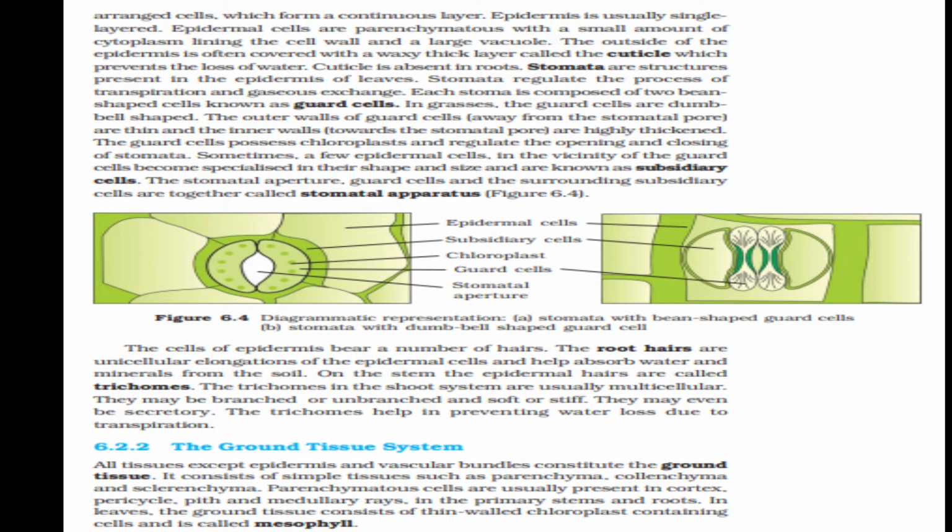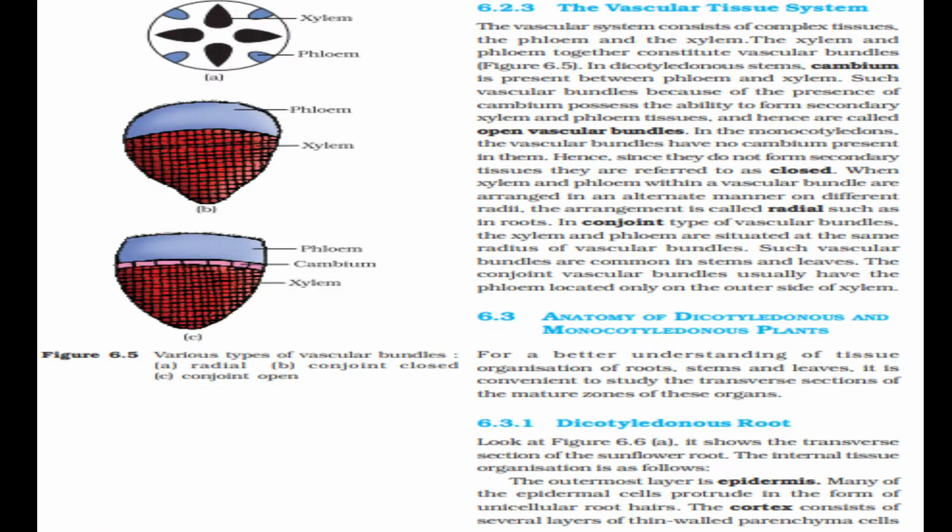6.2.2. The ground tissue system. All tissues except epidermis and vascular bundles constitute the ground tissue. It consists of simple tissues such as parenchyma, collenchyma, and sclerenchyma. Parenchymatous cells are usually present in cortex, pericycle, pith, and medullary rays in the primary stems and roots. In leaves, the ground tissue consists of thin-walled chloroplast-containing cells, and is called mesophyll.